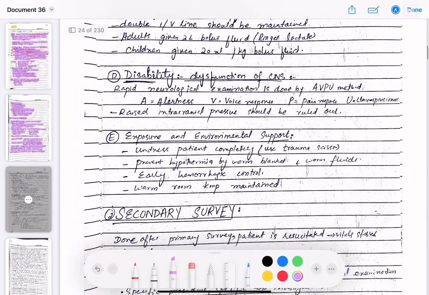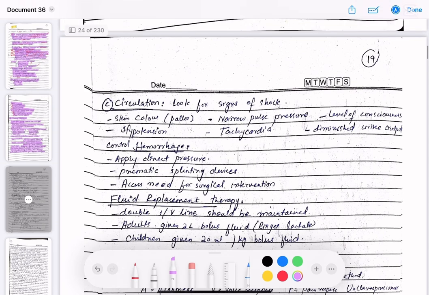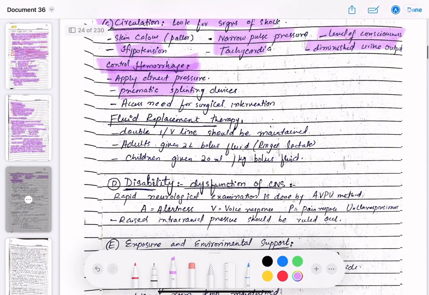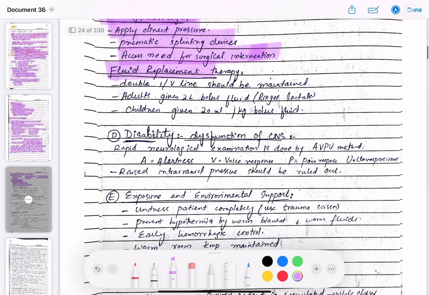In circulation, look for the signs of shock: skin color, narrow pulse pressure, level of consciousness, hypotension, tachycardia, and diminished urine output, and control the hemorrhage. Apply direct pressure, then pneumatic splinting devices. Assess the need for surgical intervention. Then fluid replacement therapy. Double intravenous line should be maintained. Adults are given a 2-liter bolus of fluid, and children 20 ml per kg bolus fluid.